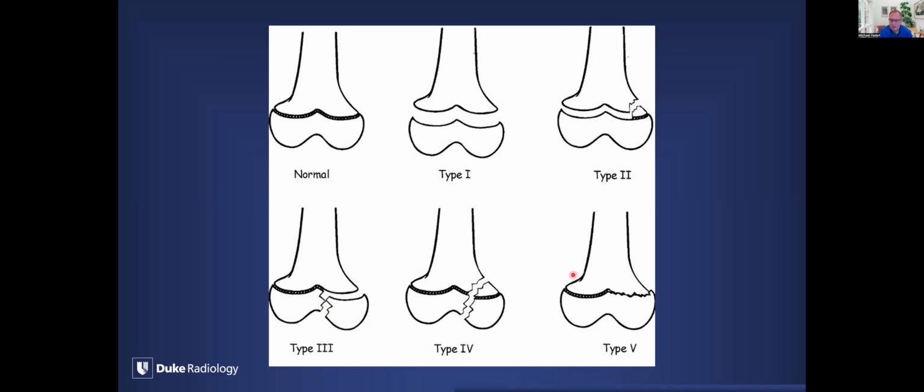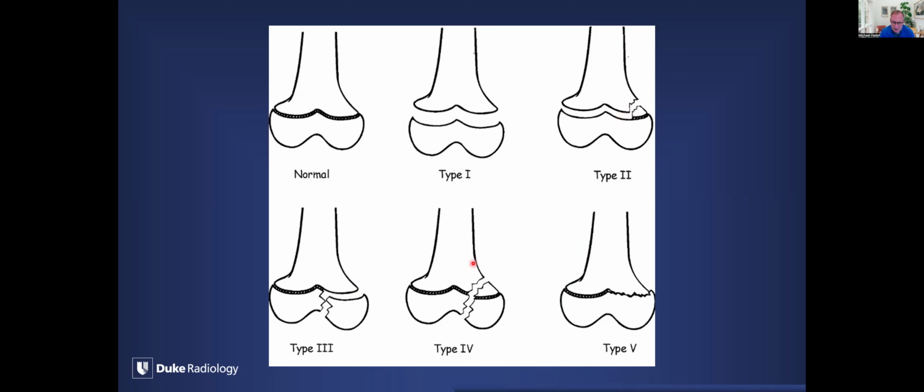So our concerns for any of these, the type 2, 3, 4, and 5, would be some type of abnormal healing or growth arrest, where you end up with bony formation that bridges the physis and therefore tethers the physis and leads to stunted growth or angular growth.